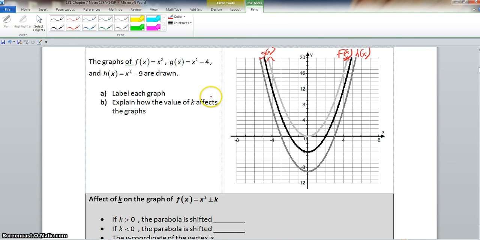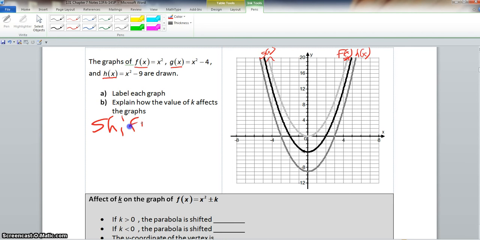Now, of course, let me just explain this. When we look at these graphs here, the proper way of writing this is to write x squared by the first graph, x squared minus 4 by the second graph, and x squared minus 9 by the third graph. But because of the lack of space, I just wrote these symbols here to let you know which ones we were using.